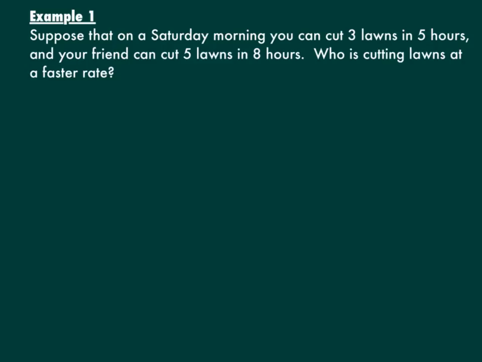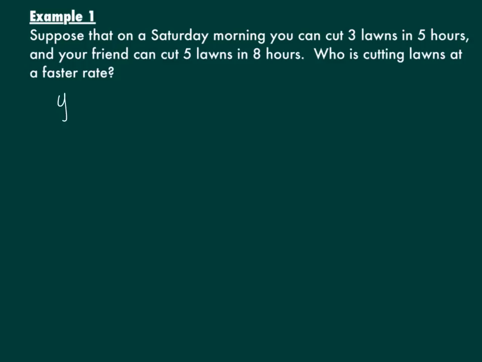For the first example, though, it says, suppose that on a Saturday morning you can cut 3 lawns in 5 hours, but your friend can cut 5 lawns in 8 hours. So who is cutting lawns at a faster rate? So for this problem, you're going to set up rates for both you and your friend.